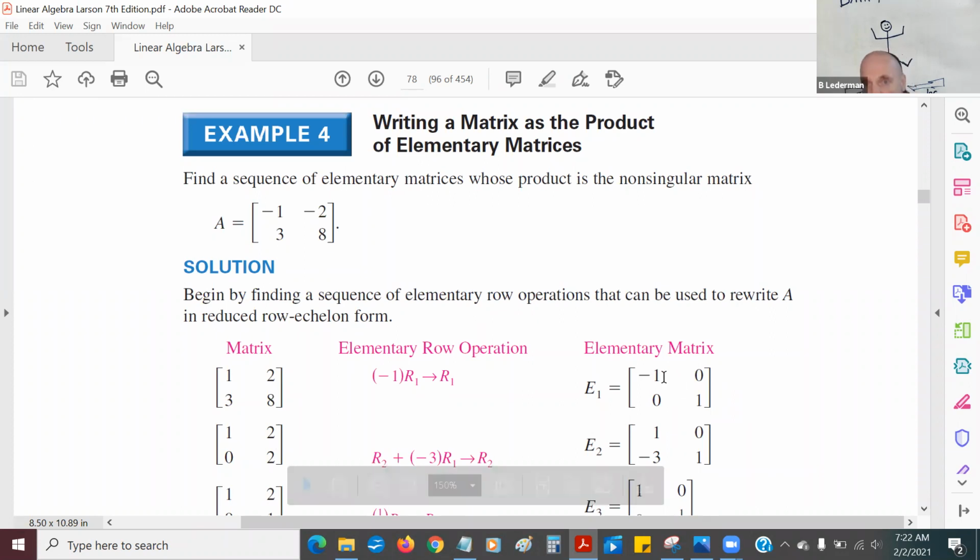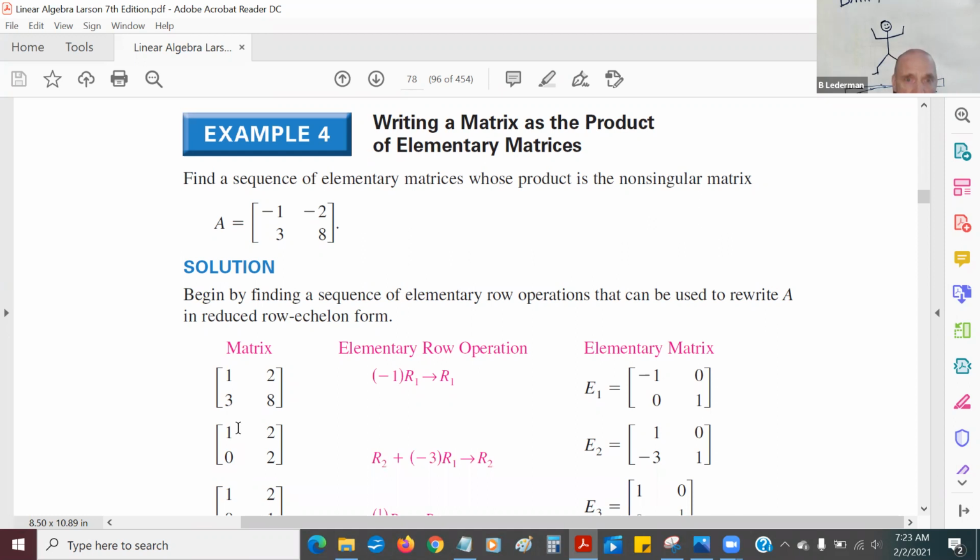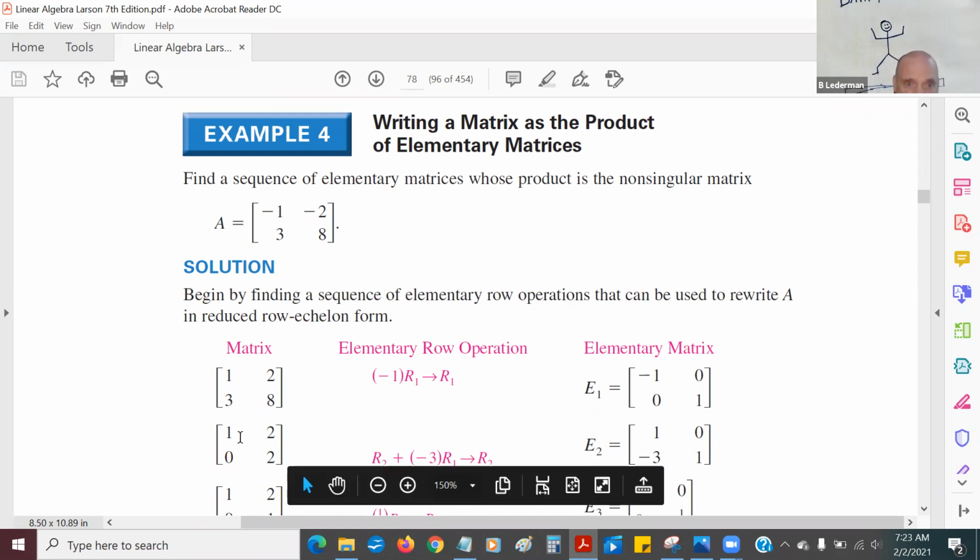Notice that for E1, I multiplied the top row of the identity matrix by -1. Don't forget that with these elementary matrices, the starting point is always the identity matrix. Okay, next, going back to the matrix over here, we want to get rid of that 3. So we add -3 times the first row to the second row, and that gives us this matrix right here.